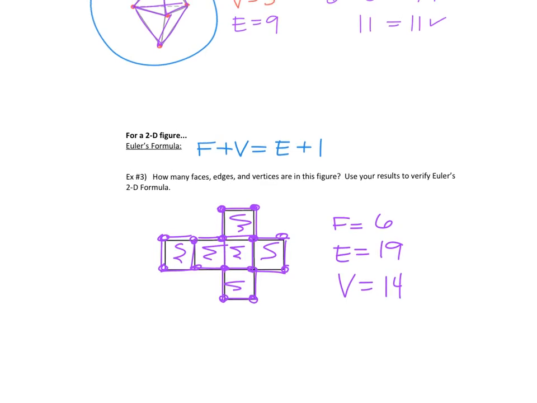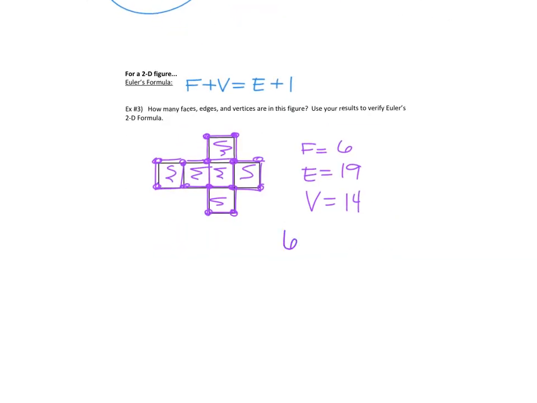Okay, so check it against his formula. Faces plus vertices equals edges plus 1. 20 is equal to 20, so we know all 3 numbers are correct. Okay? 20 is always 20. 20 can't be something else. It's 20.